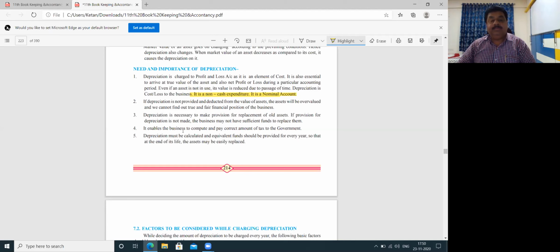Number 3, depreciation is necessary to make provision for replacement of the old asset. If provision for depreciation is not made, the business may not have sufficient funds to replace them. Very, very important. Sir, let us take an example. Machinery purchased for 5 lakhs. The life of the machinery is 10 years. Every year you are planning to keep aside 50,000, 50,000, 50,000.